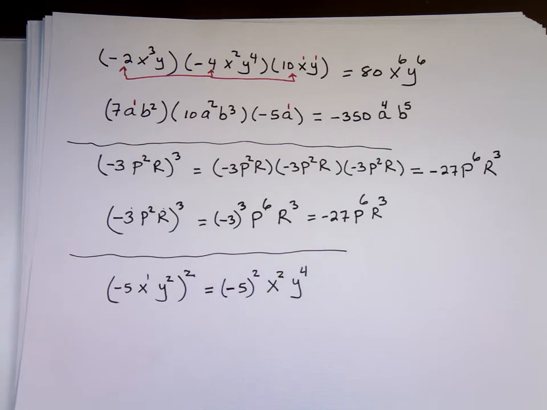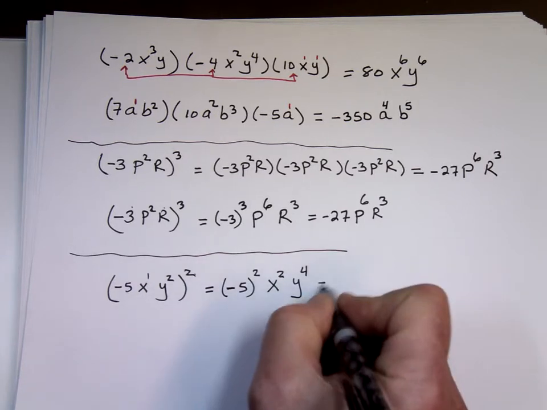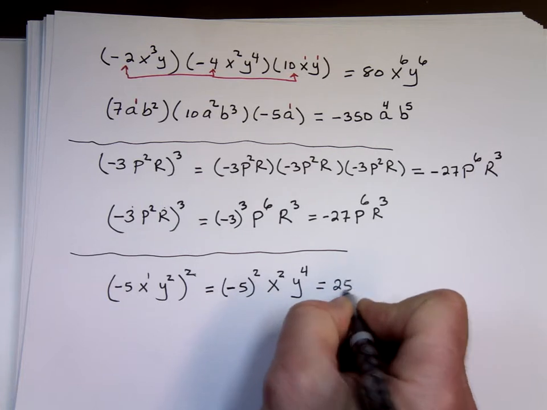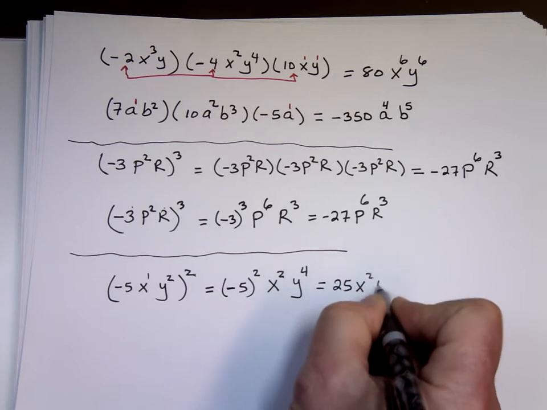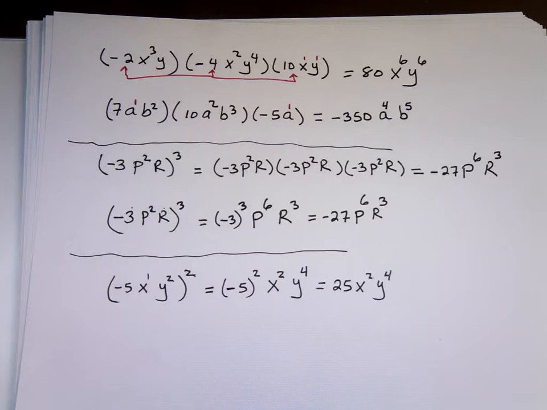And what is negative 5 when you square it? That's a negative 5 times a negative 5, which is? Positive 25. Good. And that's my answer.